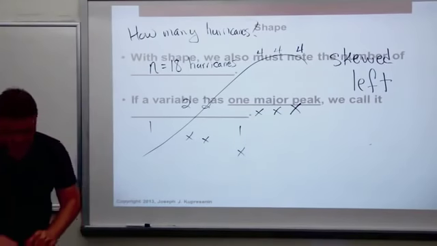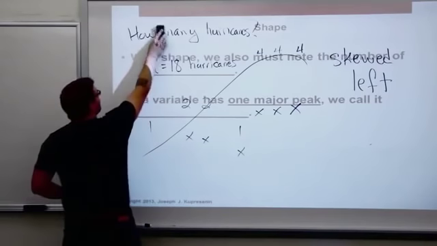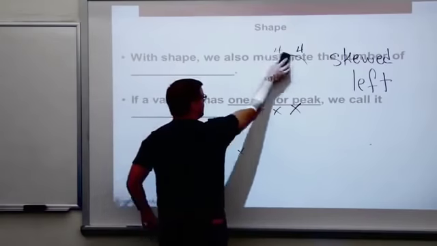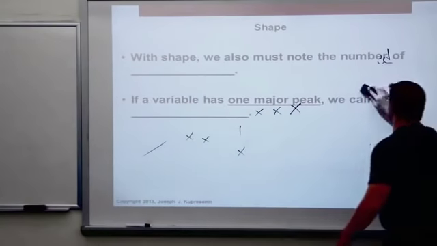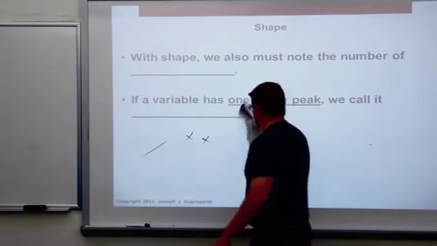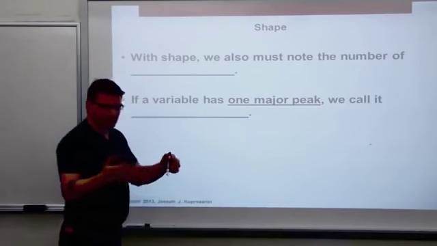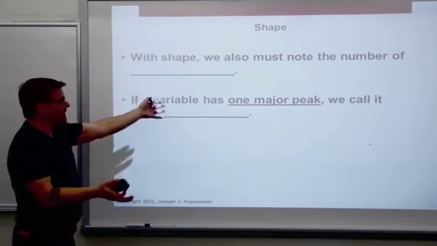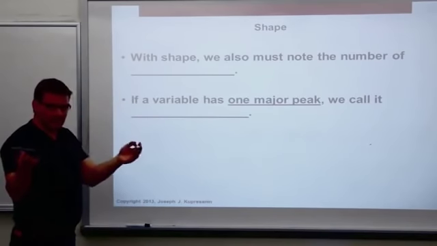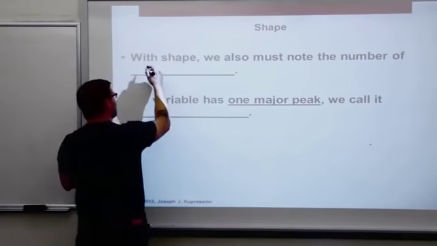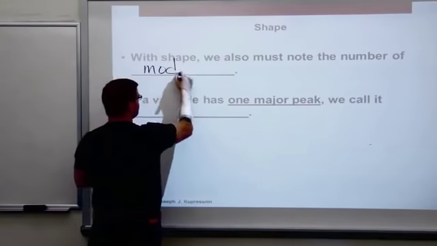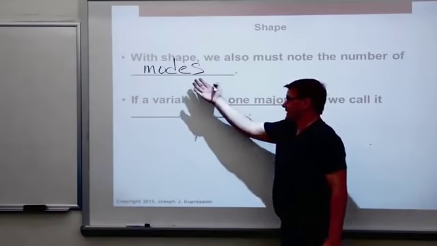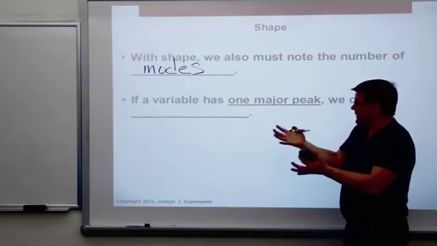Slide over to the next page, wrap up this lesson here. One more feature talking about shape. So we know skewed versus symmetric. And if we're talking skewed, we know which way, left or right. So with shape, the second thing we need to mention is the number of what's called a mode. All right, number of modes. That's the official word. This is terminology for the number of major peaks.